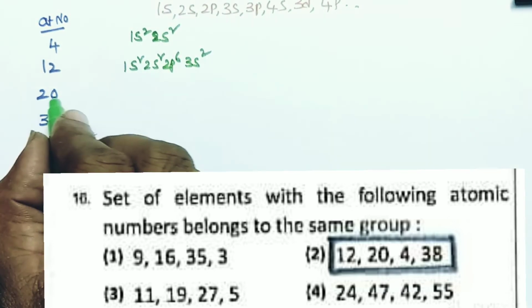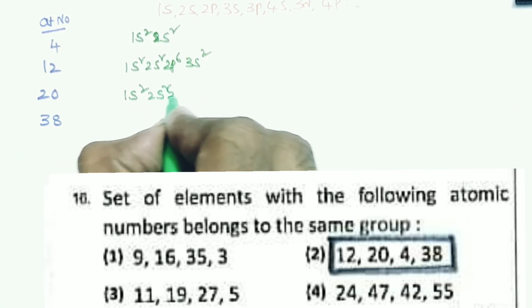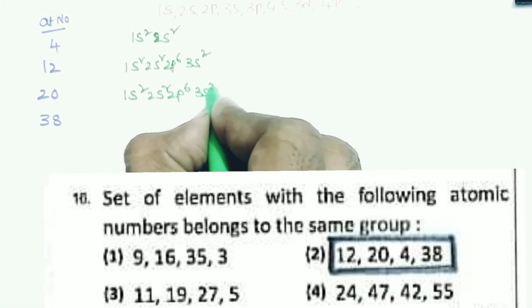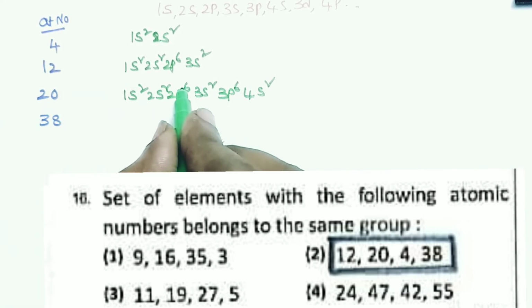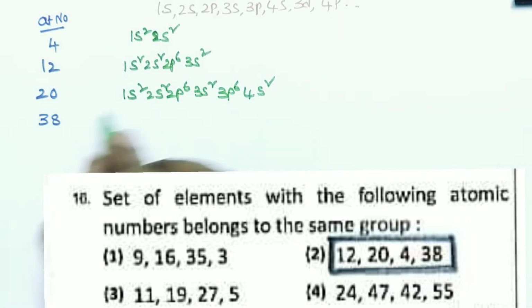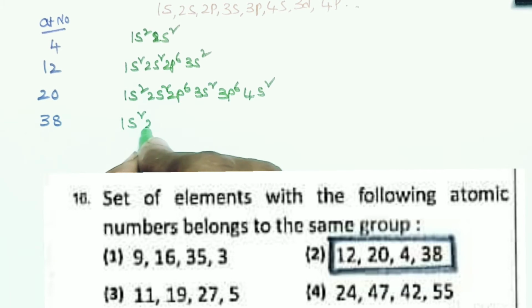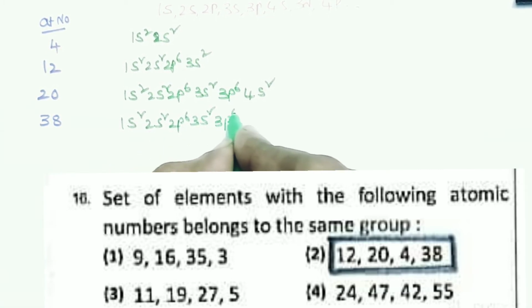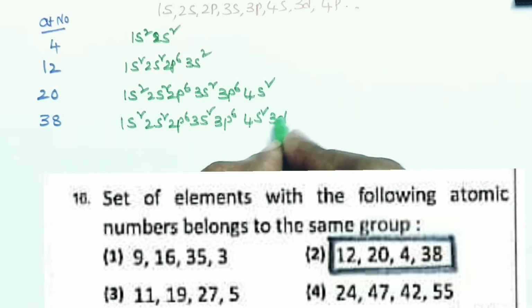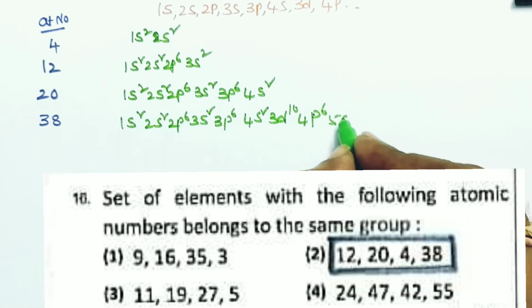6 plus 2 is 8, plus 2 is 10, 10 plus 2 is 12. Okay. If the atomic number is 20, then the electronic configuration is 1s2, 2s2, 2p6, 3s2, 3p6 and 4s2. So 2, 4, 10, 12, 18, 20. If the atomic number is 38, then the electronic configuration is 1s2, 2s2, 2p6, 3s2, 3p6, 4s2, 3d10 and 4p6 and 5s2.